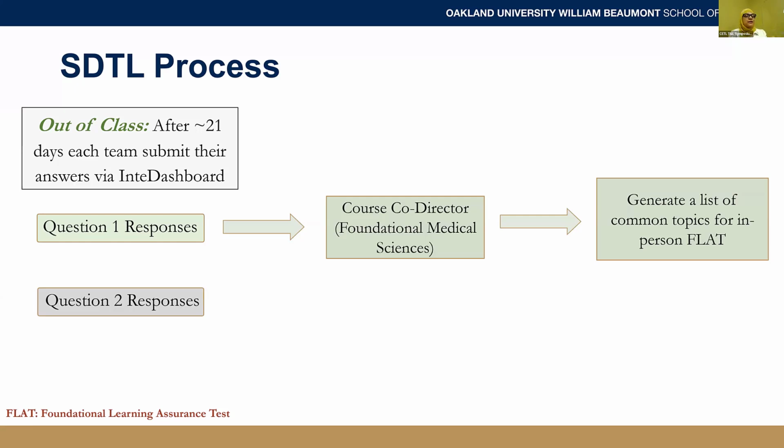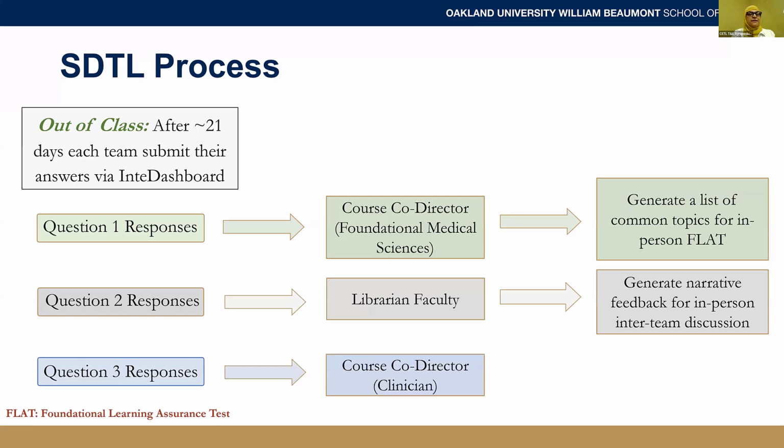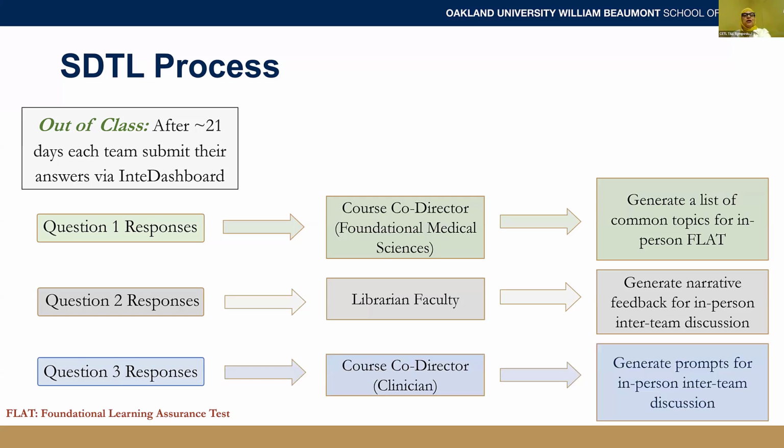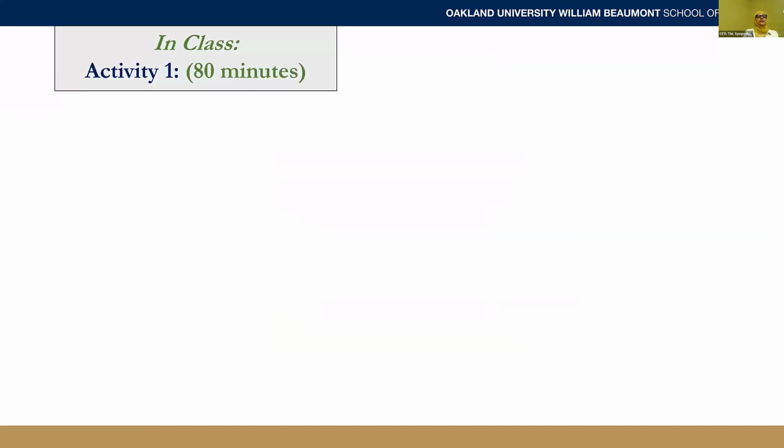Then question 2 is what resources. It's collected, sent to the librarian faculty, and he generates the narrative feedback for in-person inter-team discussion. Question number 3 is clinical answers. It is collected and shared with the clinical co-director to generate a list of questions that will stimulate the inter-team discussions during the in-person session. So now we have this team accountability and generation of prompts with this process.